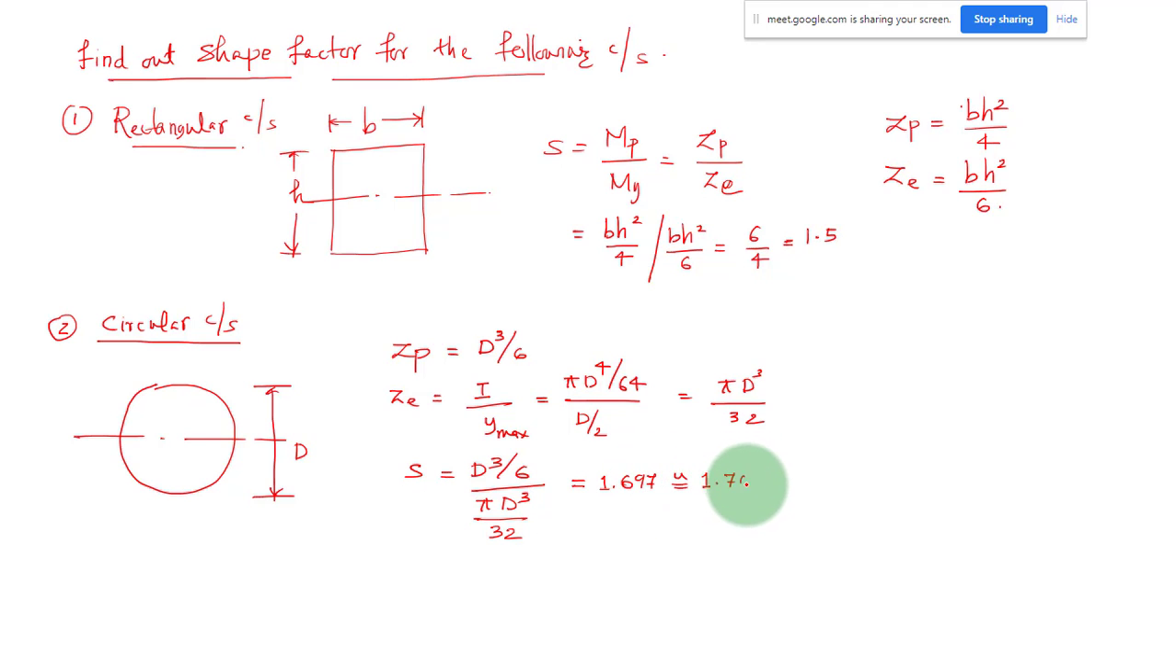Many times, especially in small exams like the PSC exam, they will ask the shape factor of the circular cross section. What is the value? That will come as a direct question. So 1.7 you should remember, because in that type of exam you cannot do the calculation with pi. Calculator may not be allowed. So you should know the exact value 1.7. The rectangular one is 1.5. These are all very easy to remember. Okay.